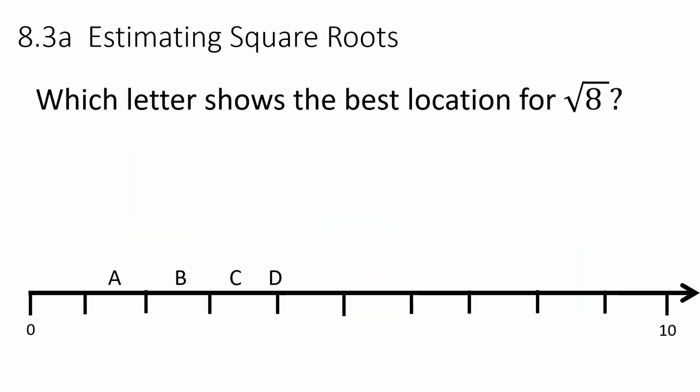All right, which shows the best location for the square root of 8? Square root of 8. You could type this in a calculator and get it out. Ideally, you understand that 8 is not a perfect square, but square root of 4 and square root of 9 would be real close to square root of 8. So it's going to be between 2 and 3. Square root of 4 is 2, square root of 9 is 3. It's going to be 2 point something going on and on forever.